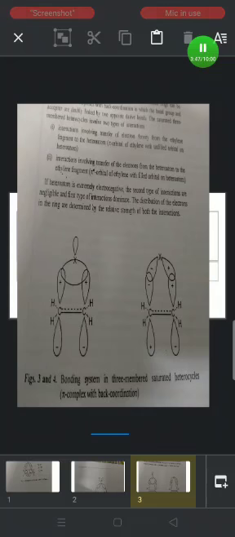If heteroatom is extremely electronegative, the second type of interactions are negligible and first type of interactions dominate. The distribution of the electrons in the ring are determined by the relative strength of both the interactions. Now you can see figure 3 and 4 showing bonding system in three-membered saturated heterocycles, pi complex with back coordination.